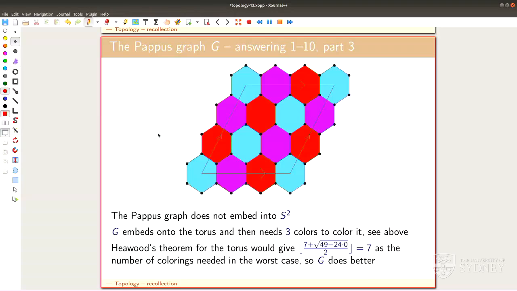Anyway, Heawood's formula gives you 7 for the torus, but you might need a smaller number of colors. This is an example that actually only needs 3 colors. So Heawood's theorem is far from optimal for certain graphs. It's just the maximal number you need.